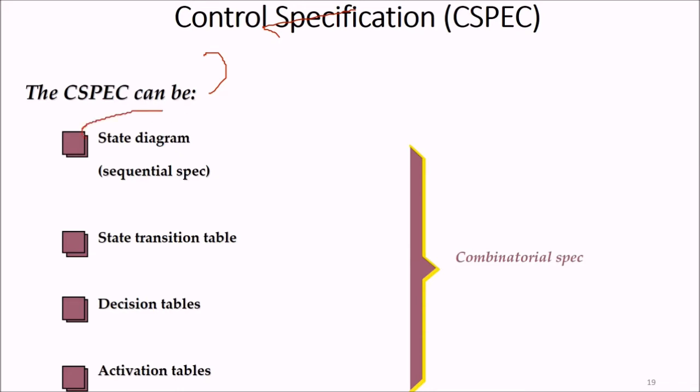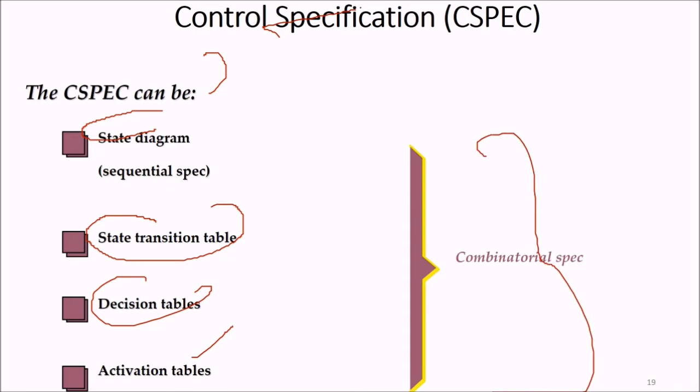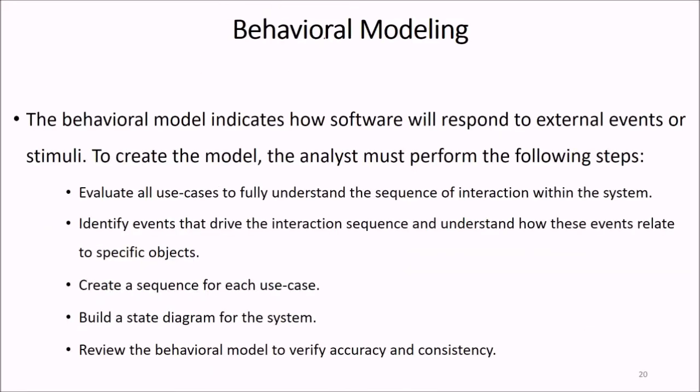For the state diagram, you can have a state transition table, decision table, activation table, and this is the combinatorial spec for a certain process. What about the behavior? Behavior means state or action. The behavioral model will indicate how software is going to respond to certain external events or stimuli, how the system is going to respond. So you need to create the model, and in order to create the model, the analyst has to perform certain steps. What are the steps?